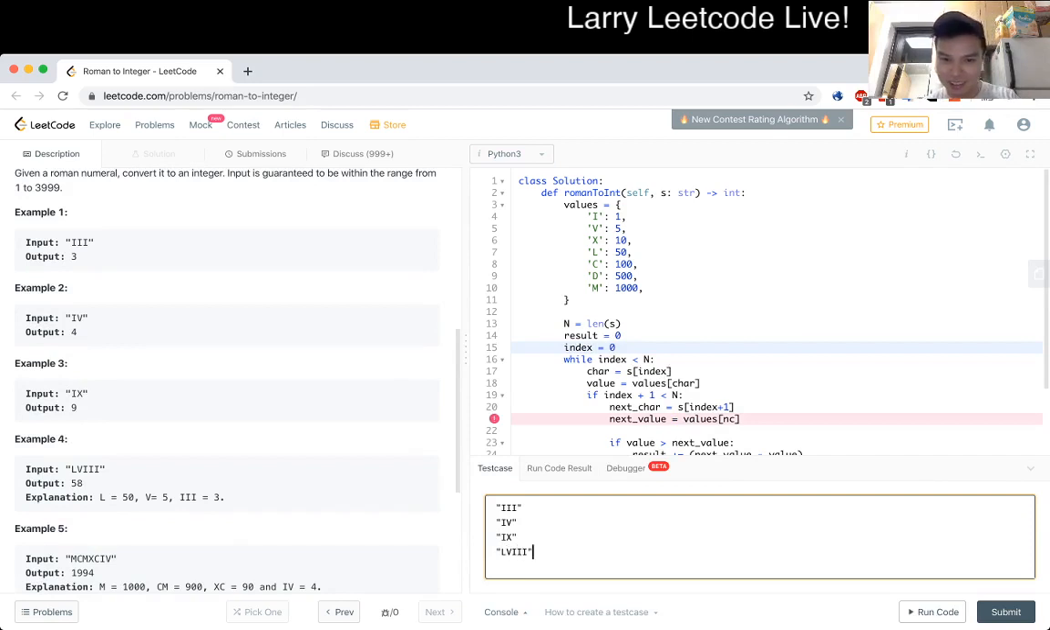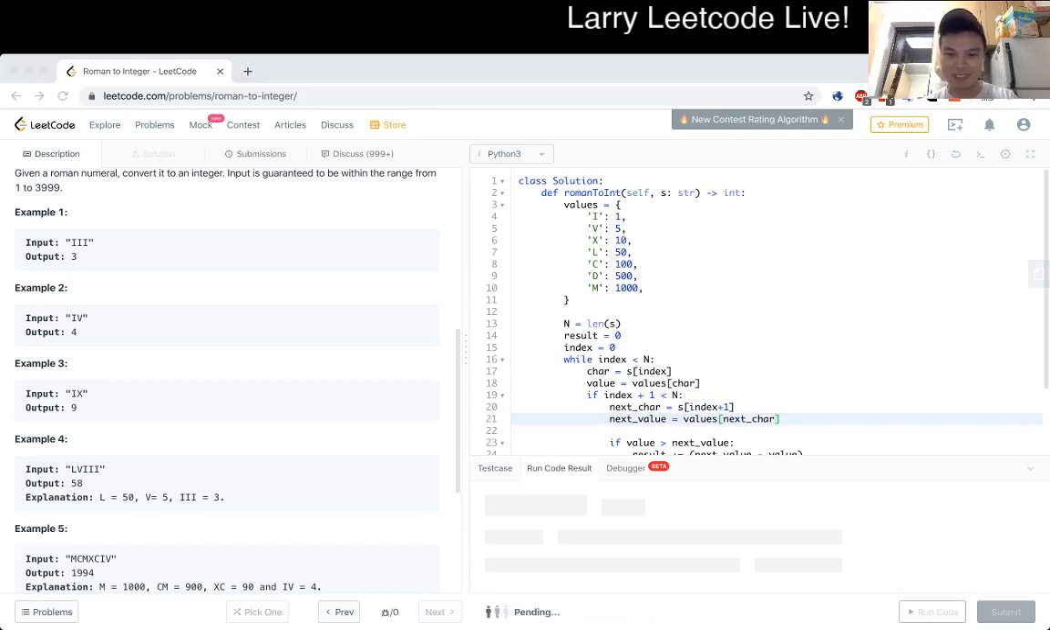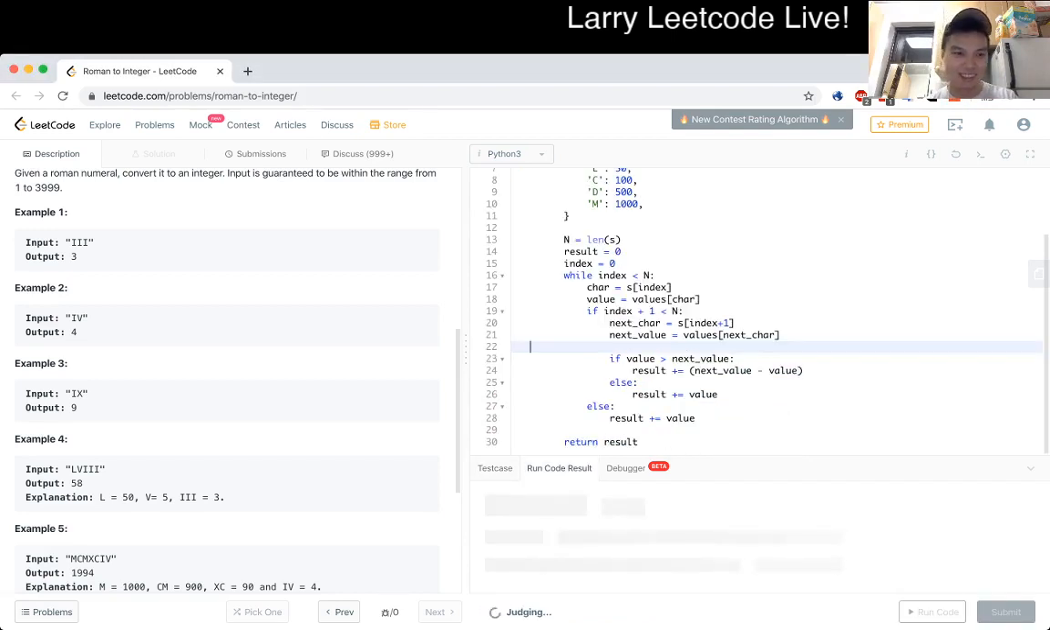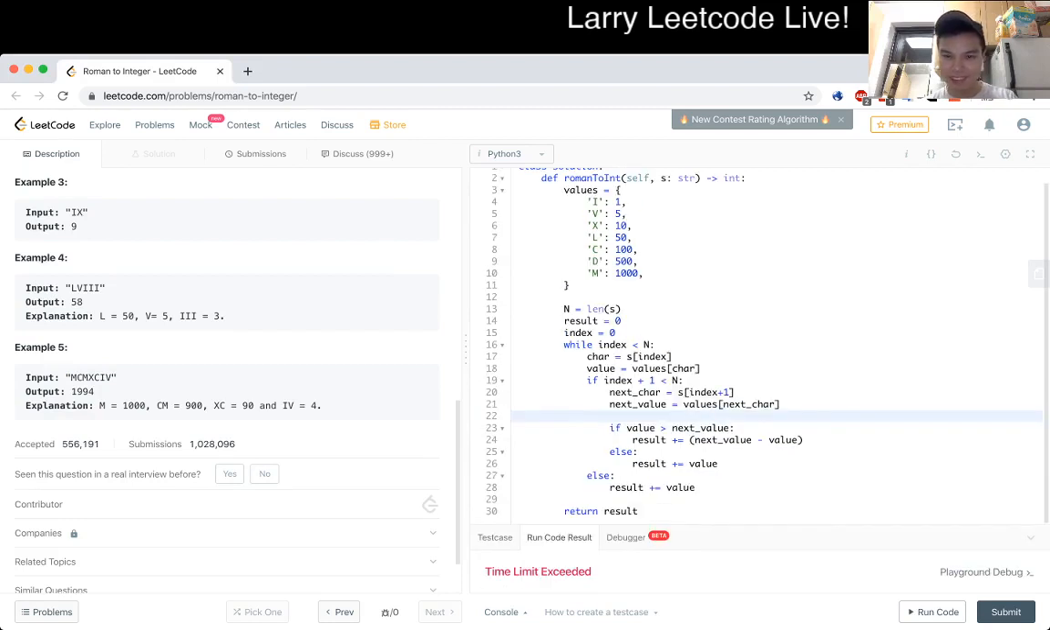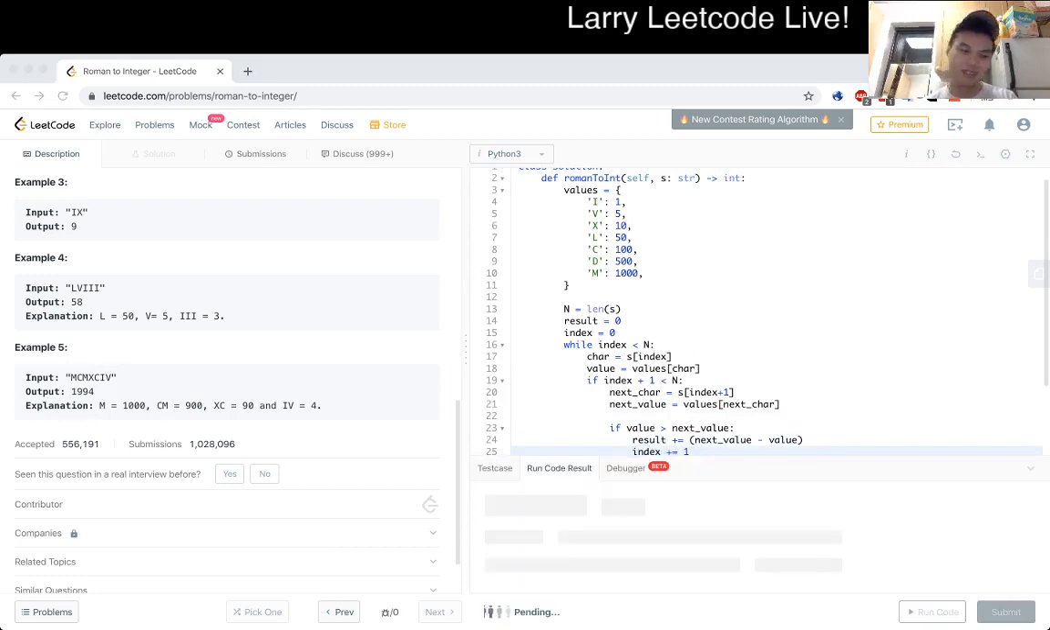Did I not test this? Oh, and see, I refactored without an IDE, which would have refactored all the variables, but always a little silly. Time limit exceeded. I guess that's what happens when you don't increment. So let's just increment index plus 1. And then also in this case, we actually want to do an additional index plus 1. Also group them together if you want to be technical.